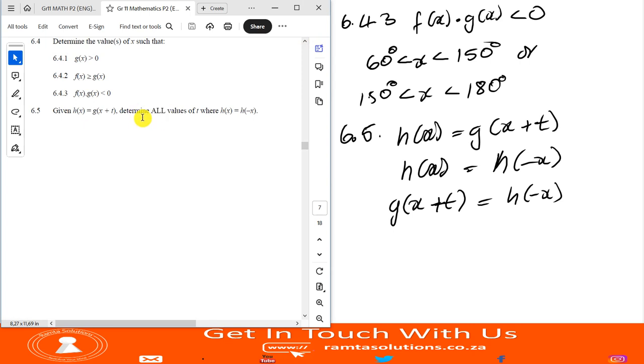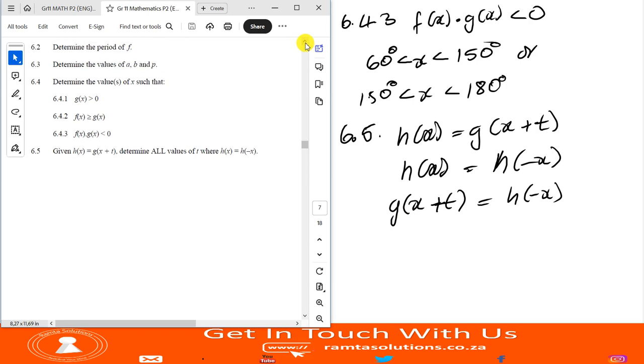So, they said h of x is equal to g of x plus t. Now, we must determine all values. Highlight all, it's even in capital letters. Determine all values of t where h of x is equal to h of negative x. Right? So I say, for one, I want you to look at this.